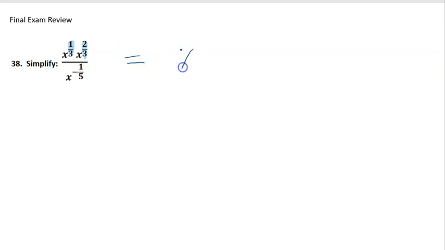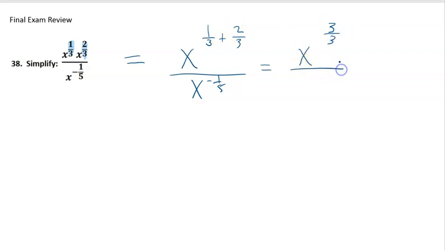Okay? So, that's x to the 1/3 plus 2/3, and recopy in the denominator x to the negative 1/5. Well, hey, I already have a common denominator. That's helpful. That's x to the 1 plus 2 is 3/3, right? Just adding fractions. You keep the common denominator, you add the numerators, and x to the negative 1/5 here. Now, we could simplify 3/3 as 1, x to the first over x to the negative 1/5.